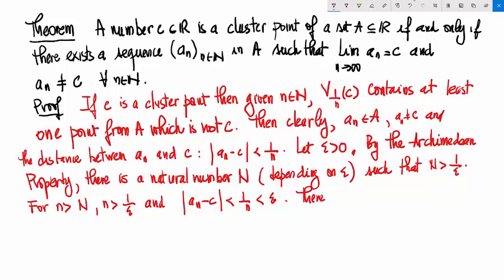Therefore, the limit of An as n is approaching infinity will be equal to C. Okay. So if you have a cluster point, then you can find a sequence which is getting inside the set, such that every term of the sequence is not C, and that sequence is also getting closer and closer to C.